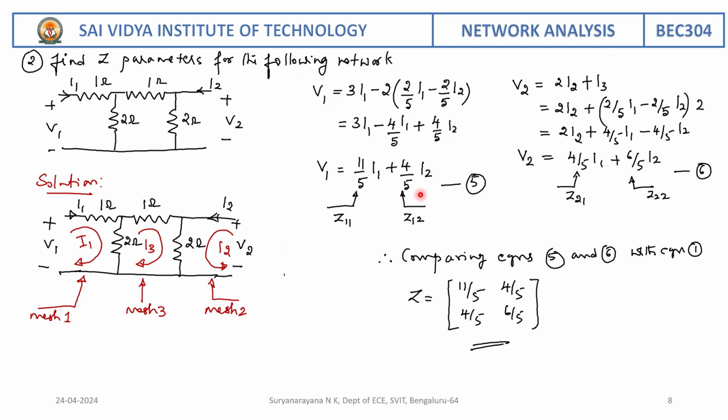Now we can express V1 and V2 in terms of I1 and I2. So now compare equation 5 and 6 with the equation 1, that is standard equation. So we can obtain the Z parameter for this network as shown.